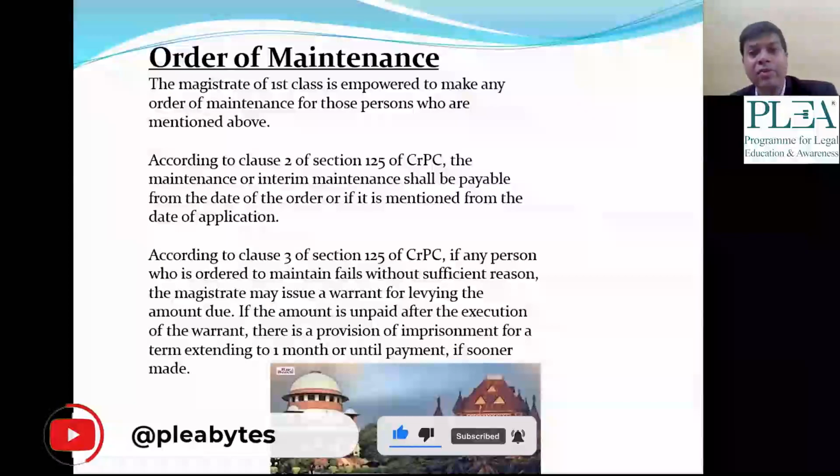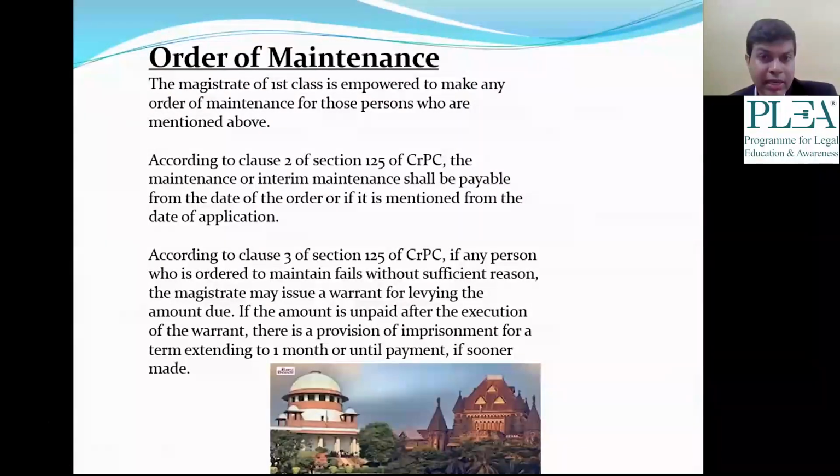What is Section 125 of CrPC? According to Section 125 of CrPC, a person having sufficient means is bound to maintain his wife, his legitimate or illegitimate minor child, whether married or not, not a married daughter who has attained majority, and his father or mother.